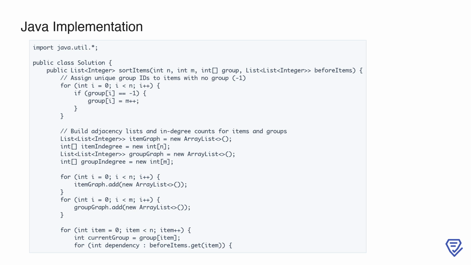The adjacency lists will help us represent dependencies, while the in-degree counts will allow us to track how many prerequisites each item or group has. We initialize empty adjacency lists for all items and groups and set up arrays to store their respective in-degrees. Then, as we iterate through each item, we construct the item graph and group graph by checking the dependencies specified in the input. If an item depends on another item within the same group, we update the item graph and its in-degree count. However, if the dependency crosses group boundaries, we also update the group graph and its in-degree count accordingly.